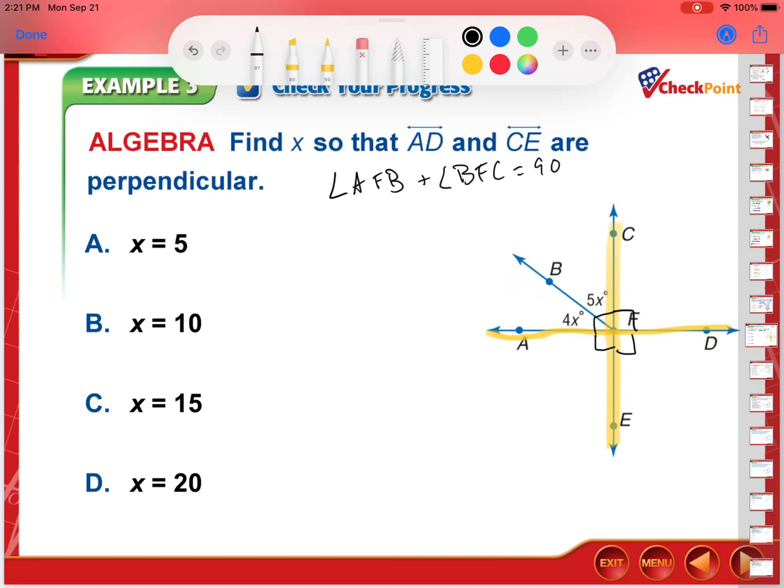So the next thing I'm going to do is sub in 4x for angle AFB. So 4x plus, that was a nice plus sign there. That was high quality. Plus, I'm going to substitute in 5x for angle BFC. 5x. And that's still going to equal 90 degrees.